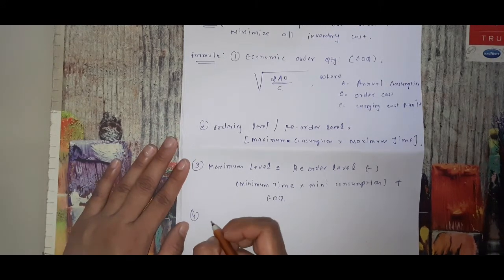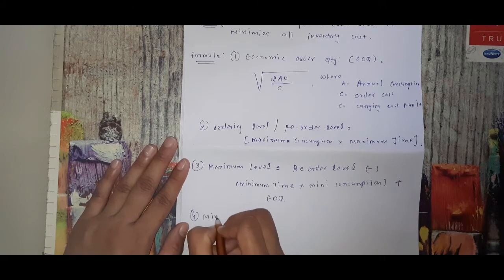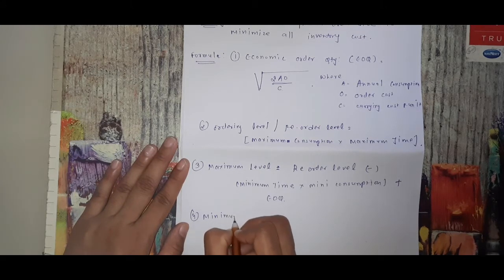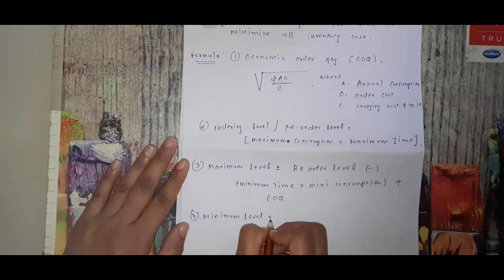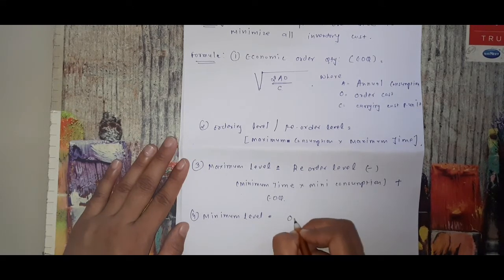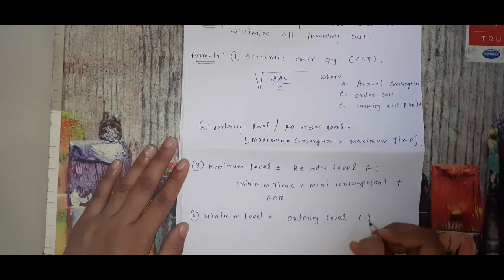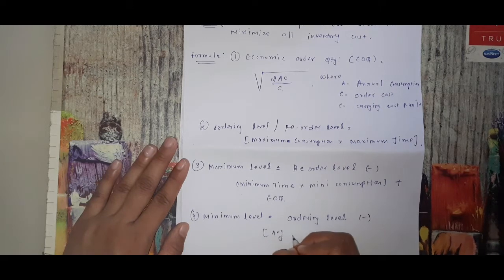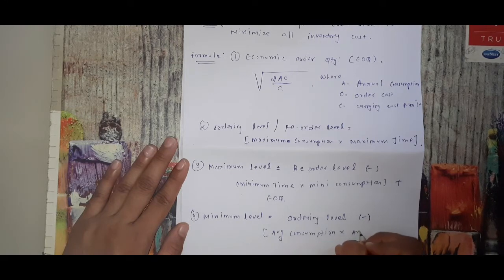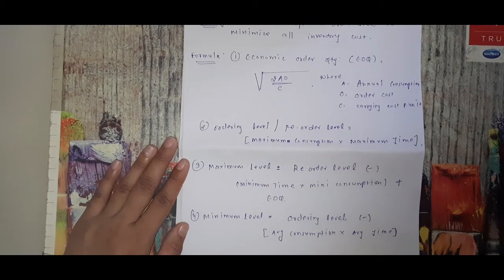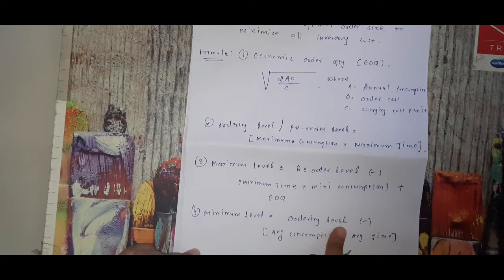Our fourth formula is minimum level is equal to ordering level minus average consumption into average time. So what is formula for the minimum level? It is a ordering level, or we can say the reorder level minus average consumption into average time.